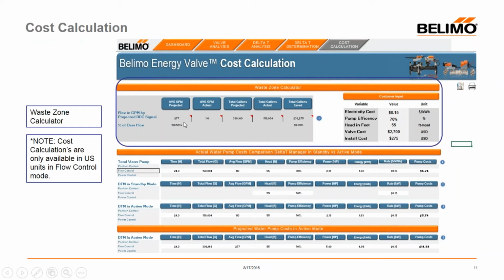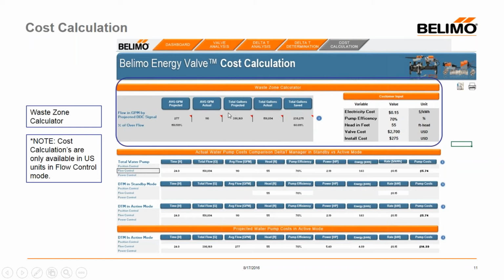valve when the delta T manager was active. So in other words, we look at what the DDC control signal is when the delta T manager activates itself or takes control. We then calculate what the flow would have been through the valve at that DDC set point. So as you can see here, the projected flow rate, if the DDC was in charge, would have been 277 GPM. What we actually flowed, because the delta T manager was invoked or active, was 110.